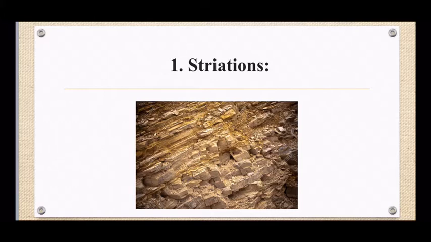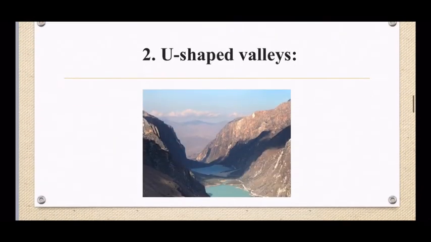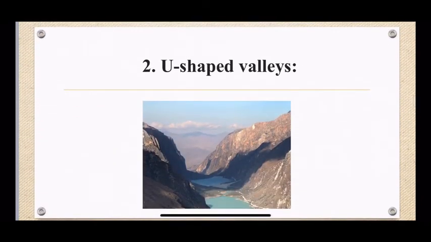We can see all the little scratches that were formed. The second feature of erosion we'll be looking at is U-shaped valleys. This is when a glacier moves down its valley, it deepens and widens it. Any spurs that were there before are now worn away, so the V shape of the valley now changes to a U shape.